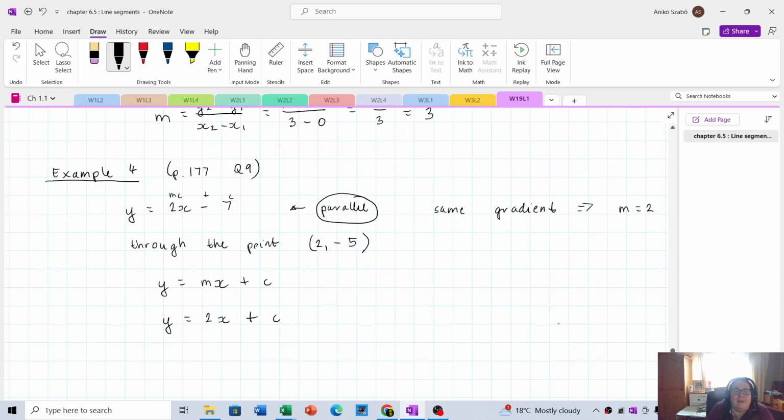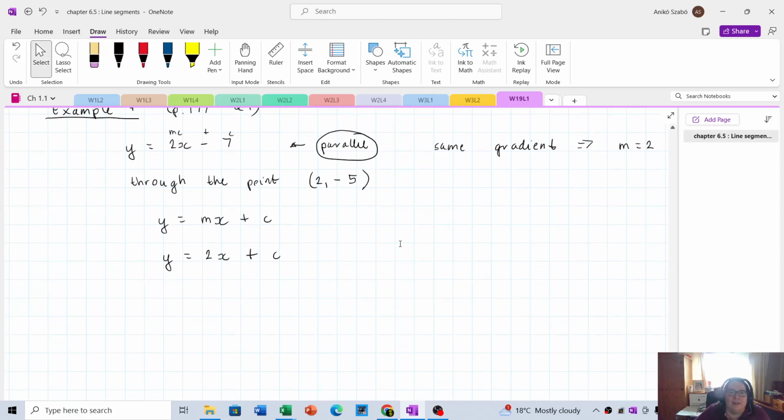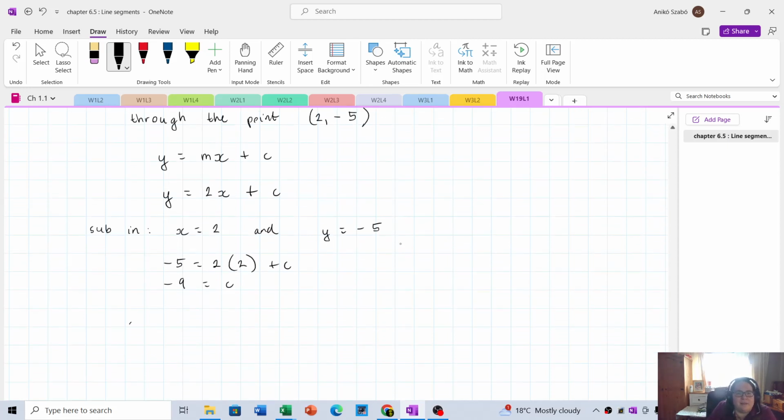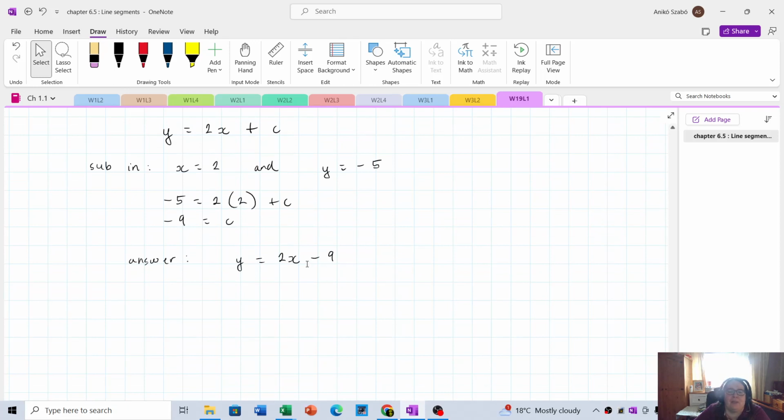We don't know c, but that's why they gave us that point, this one. So we are substituting the coordinates of the point. So x is 2, y is minus 5. Let's do that. Minus 5 equals 2 times 2 plus c. So c is minus 9. So the equation of the line is y equals 2x plus negative 9, so it's 2x take away 9. Make sure you don't do plus minus 9.